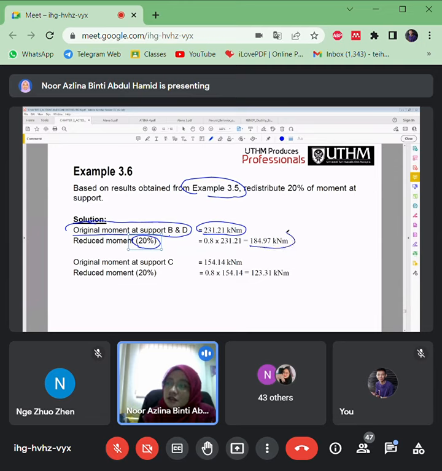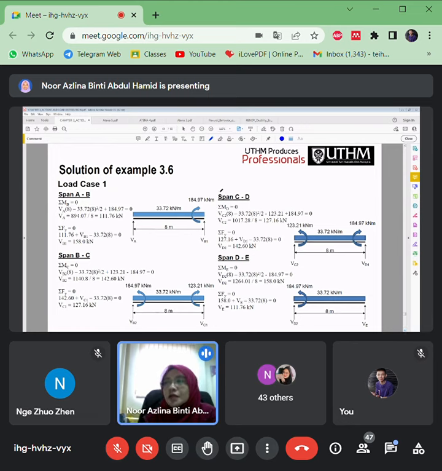So this is the moment after redistribution. Only 184.97 and only 123.31 here. With these values, you need to calculate back the shear force and bending moment. Earlier we got this, what was it here? 231.21. So it has been reduced to 184.97. Replace it in the cut sections.